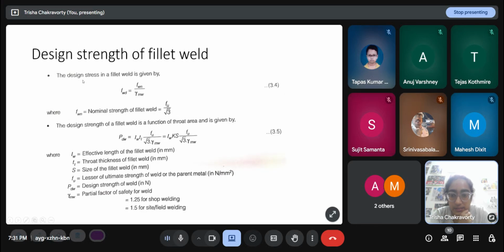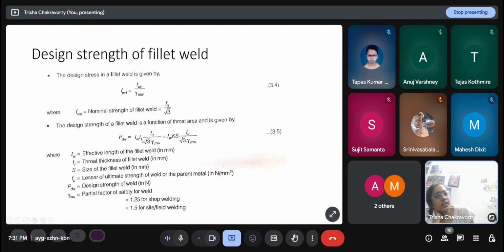The design stress in fillet weld is given by FWN by gamma MW. So the gamma MW remains same, 1.25 for shop welding and 1.5 for site or field welding, and FWN is nominal strength of fillet weld divided by root 3. The design strength of fillet weld is a function of throat area as given by LW is the effective length, TL is the throat thickness.